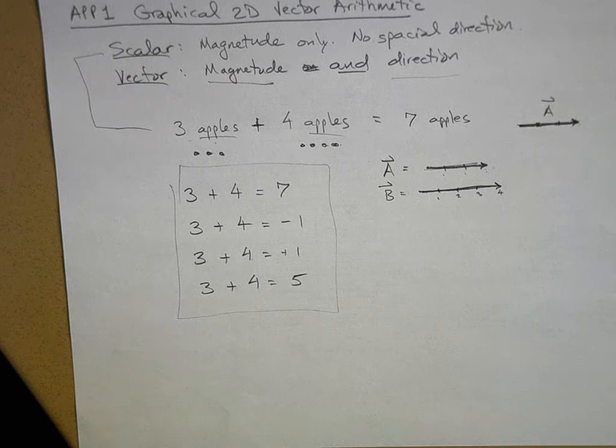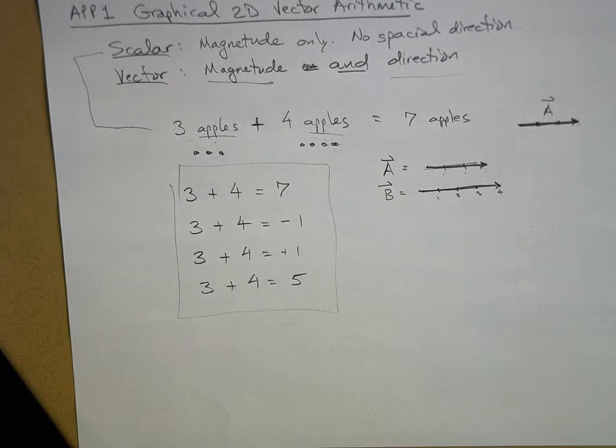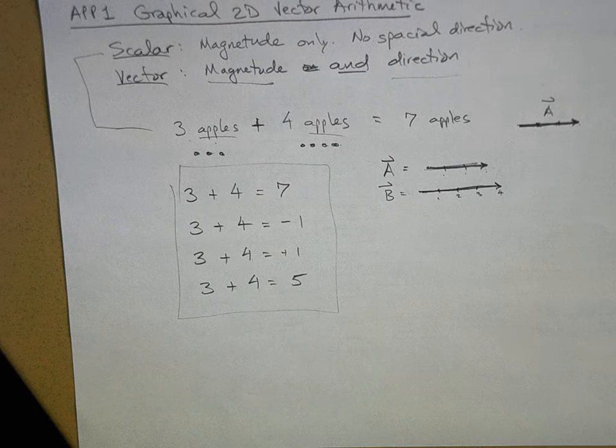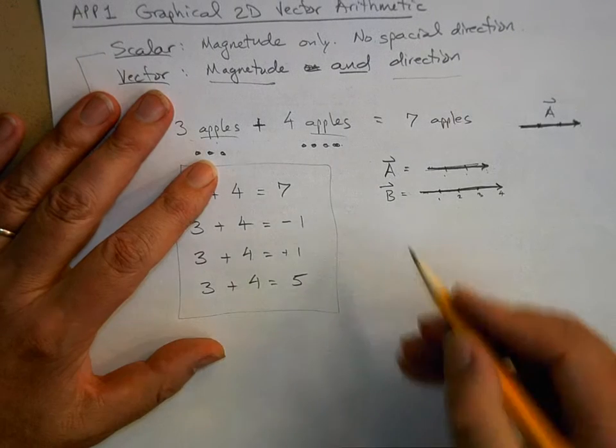What if I walk 3 meters, let's say, to the west? I walk 3 meters to the west, and then I walk 4 meters to the west. How many meters did I walk? I went 7 meters to the west, correct? Right? Okay, so let's do that.